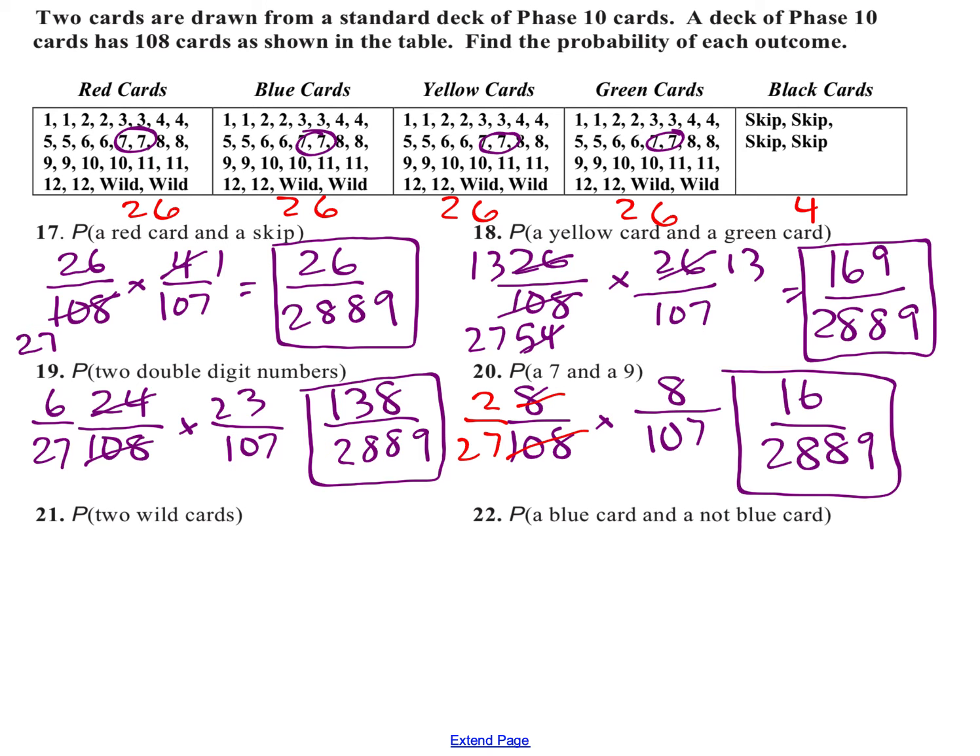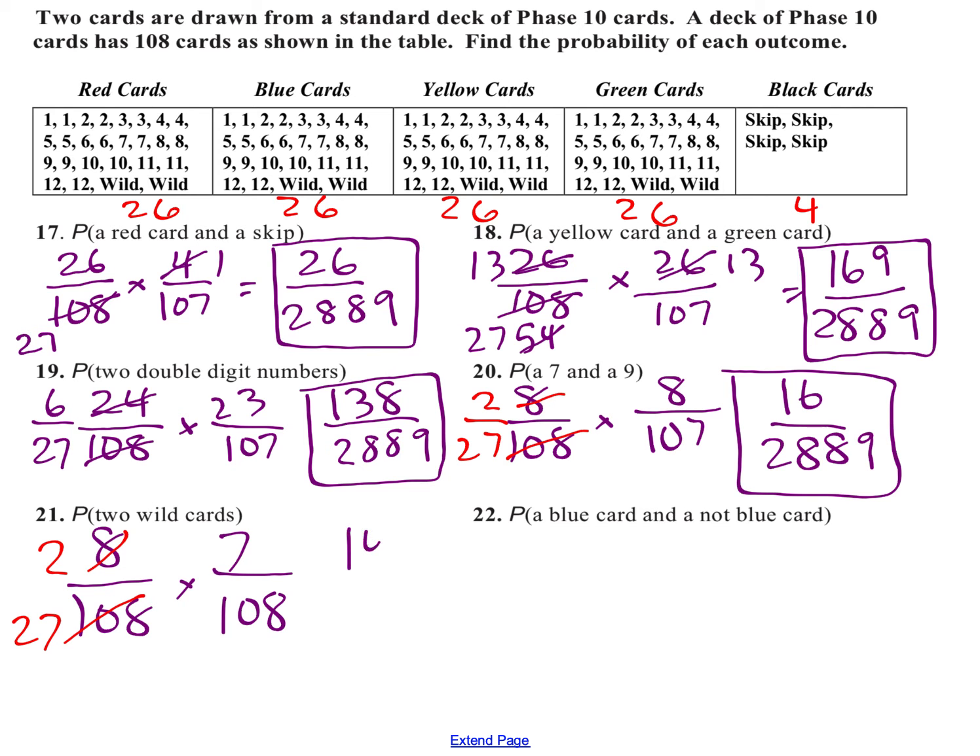Number 21, 2 wild cards. Let's see, 2 wild cards. A wild card, there are 2 in each color, and that's 2, 4, 6, 8. That's 8 of them. So there are 8 out of the 108, and then 7 out of the 107. Okay, same reducing as we did before in the last problem. And then multiply across, we get 14 out of 2889 as our probability.